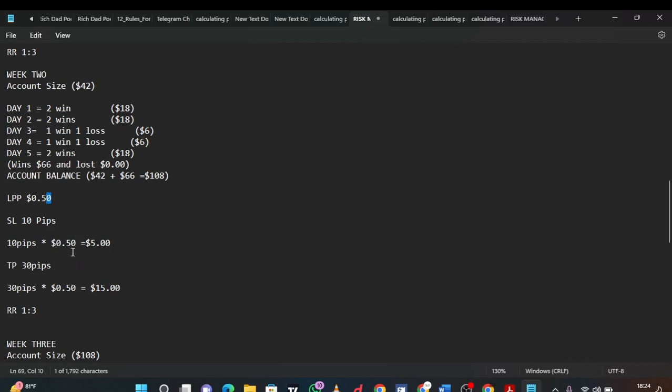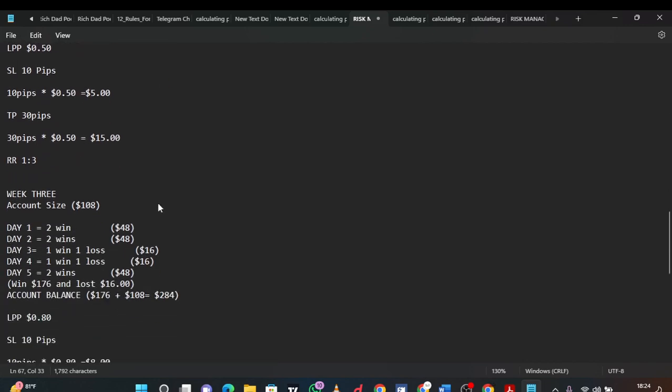So that means that we should look at our risk to reward. How much are we going to be losing on each single trade, and how much are we going to be winning? So this is our win. For this week, we won $66. So when you get the 42 plus the $66, it takes you to $108. That is week 2.